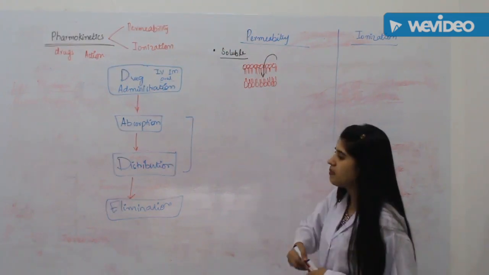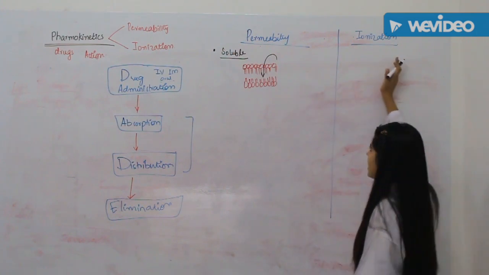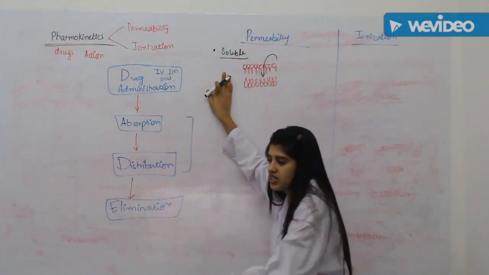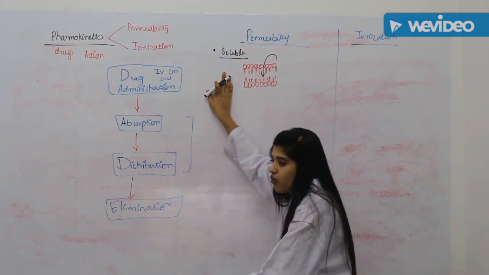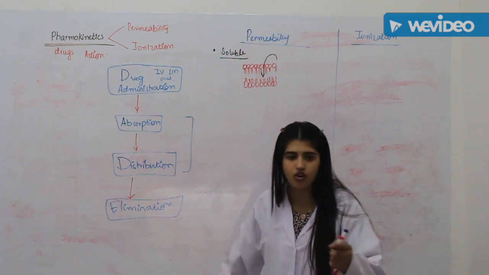So it depends upon the permeability, pharmacokinetics. The drug depends upon the permeability and ionization. In permeability, we say there is solubility. What if it is lipid soluble? What if it is water soluble? If it is lipid soluble, it can cross through. But if it is water soluble, it cannot cross through.